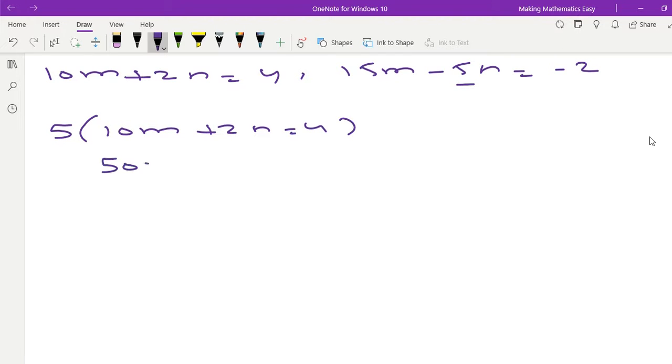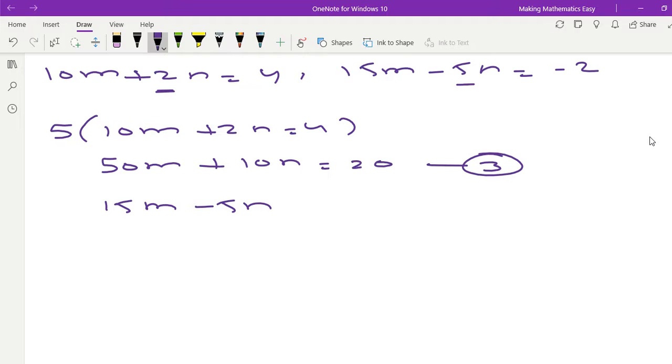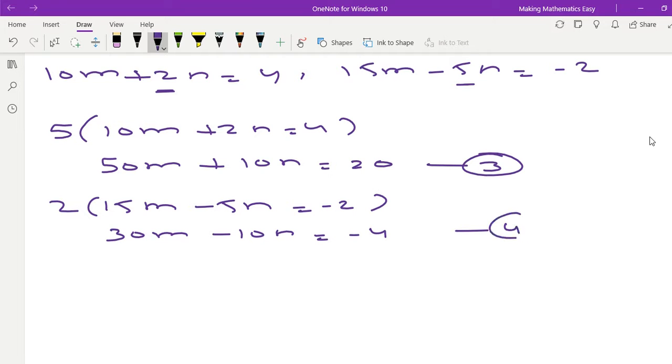So this will be 50m, 5 2s are 10n, 5 4s are 20. Okay, now this will be your equation number 3. Now let's multiply equation number 2 by 2, the coefficient of n of equation number 1. 15 2s are 30m, 5 2s are 10n, 2 2s are 4, this is minus. So this will be your equation number 4.